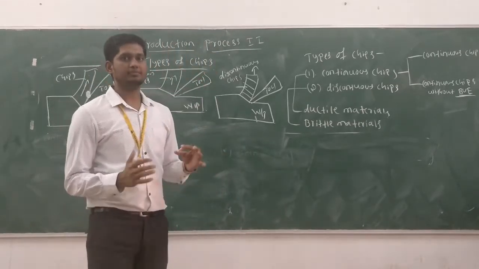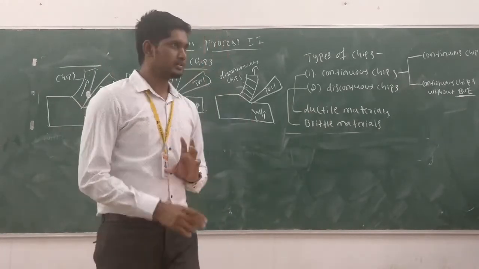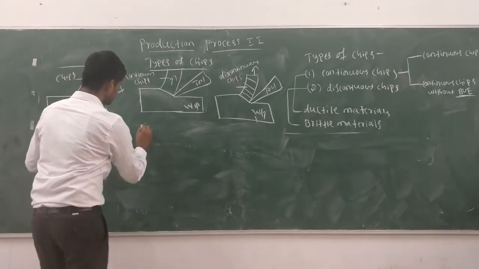Now, coming to the types of chips. In the last class itself, I gave you the overview that three types of chips are there. And the first one is what? Continuous chips.